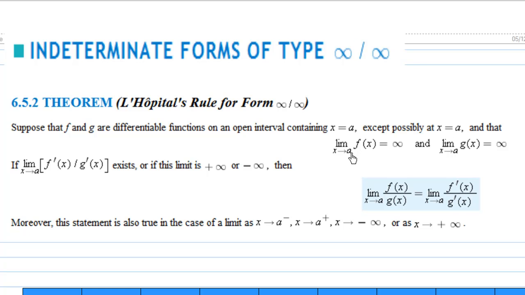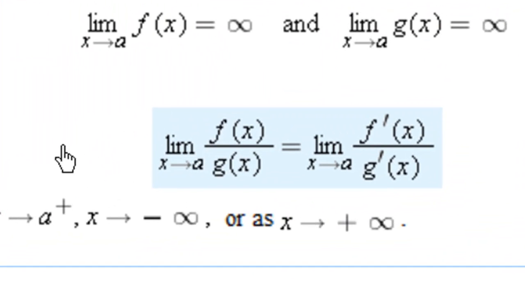Then suppose the limit of f of x as x approaches a is infinity, and the limit of g of x as x approaches a is also infinity. If the limit of f prime over g prime as x approaches a exists, or if this limit is plus infinity or minus infinity, then according to L'Hopital's rule, the limit of f of x over g of x as x approaches a is equal to the limit of f prime of x over g prime of x as x approaches a.